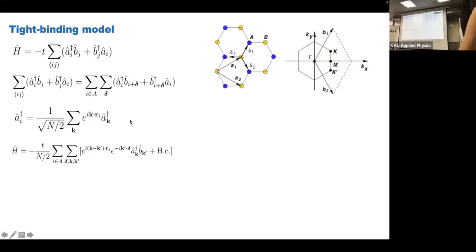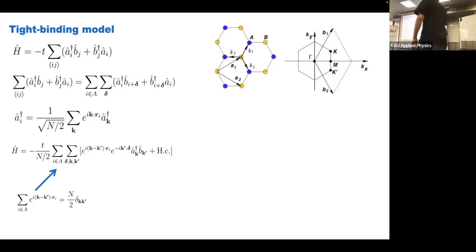One should just carefully substitute all these operators inside the Hamiltonian, and we get some product of these exponents, with these operators now in reciprocal space. So here we moved from a real space Hamiltonian to a reciprocal space Hamiltonian. In reciprocal space it looks slightly ugly, but it's not a problem. H.c. is the Hermitian conjugate, the same thing but complex conjugated.